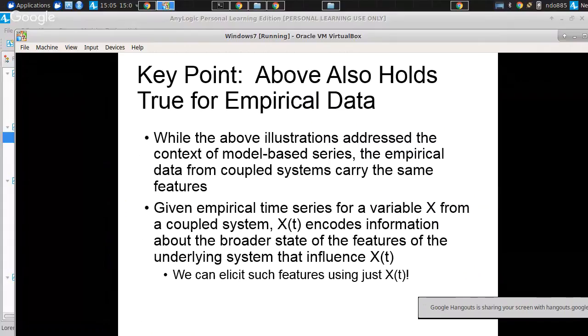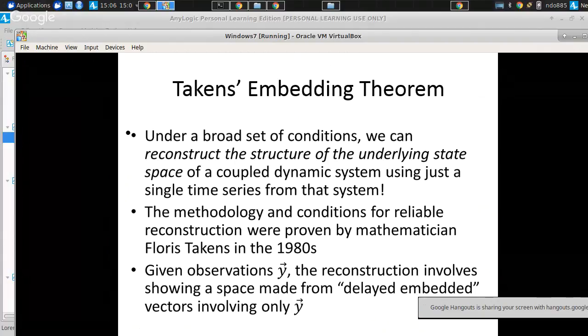Okay, so given an empirical time series for a variable from the world, one variable from the system, it encodes information about the broader state of the system that gives rise to it, that governs it, that influences it. And we can elicit these features. We can draw them out. We can study them using just the single variable x. Now, ladies and gentlemen, back to the 1980s. Okay.